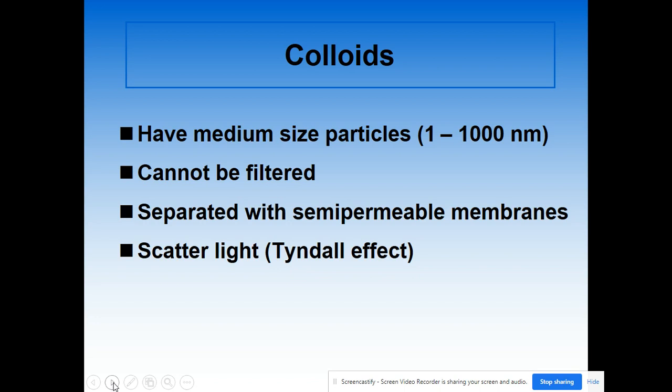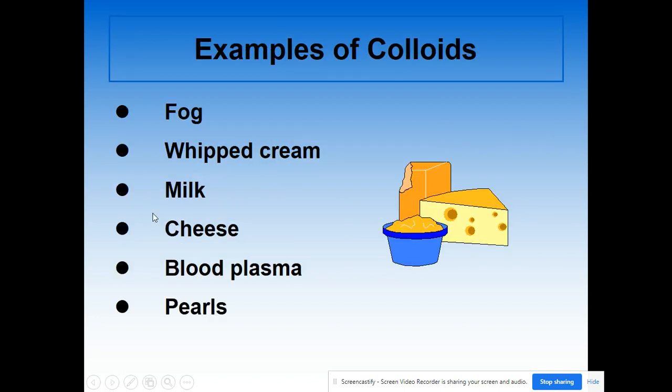So examples of colloids you might be familiar with are things like fog, whipped cream, which is actually a colloid, milk, cheese, blood plasma, and pearls. So those are all examples of colloids you might be familiar with.